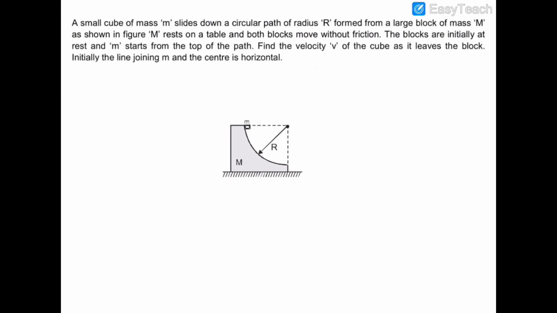In this question, there is a system of a wedge of mass M and a block of mass small m. This wedge is in the form of a quarter circle of radius r, and there is no friction present anywhere. So we have to find out the velocity of the cube when it will leave the wedge from this position. Let's suppose this velocity of the cube is v1, and the velocity of the wedge would be in the backward direction, and it is equal to v2.